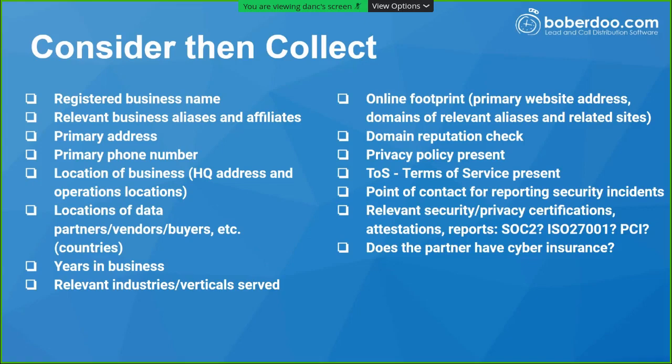Or do they have any third party verification, a SOC 2 attestation, or ISO 27001? These are security audits and frameworks that can be applied. There are self-regulating organizations, and payment card processors might be concerned with PCI compliance. Does your partner have cyber insurance? That's important. Most businesses should have cyber insurance nowadays to help manage risk for not only your business, their business, and any third parties that they are transacting with.